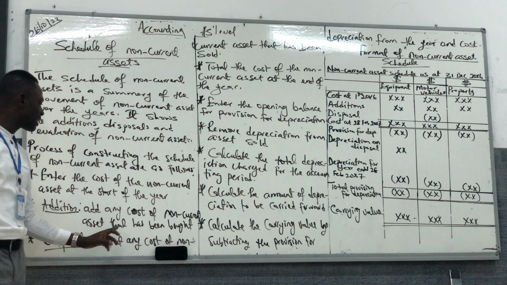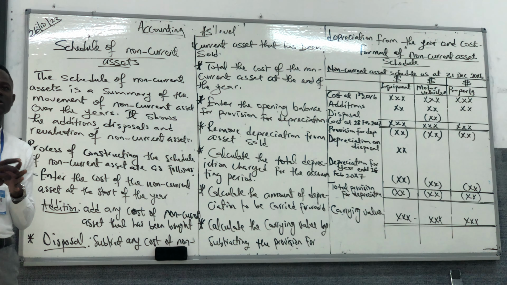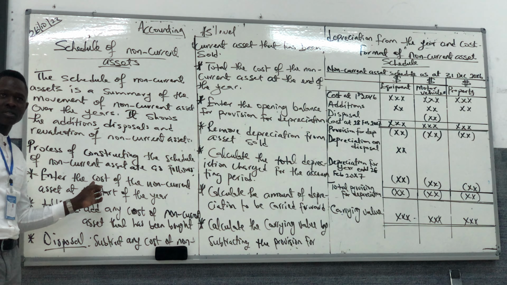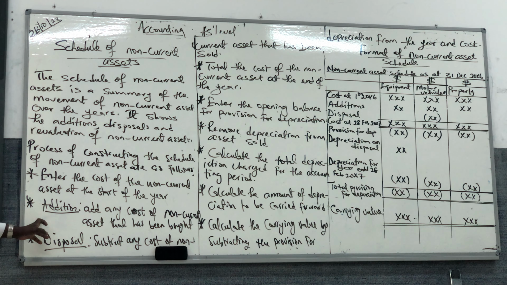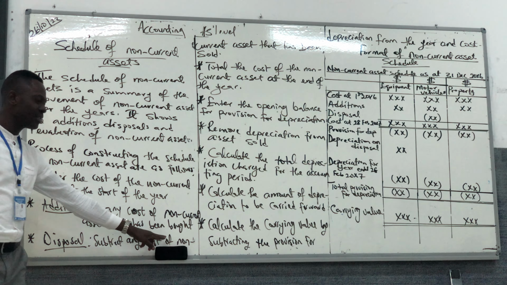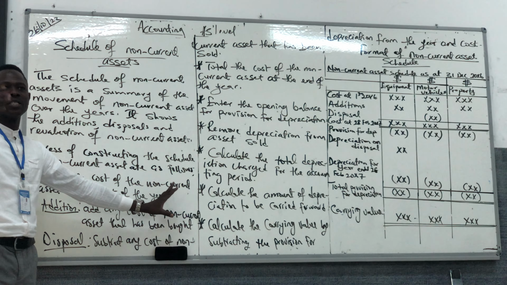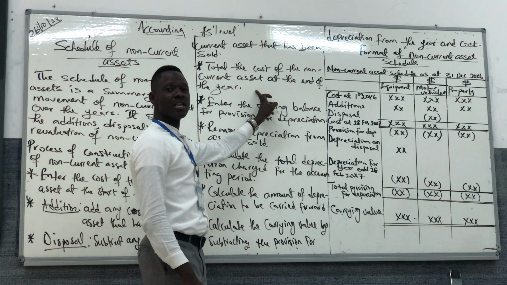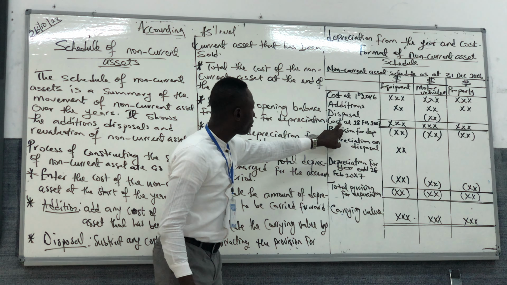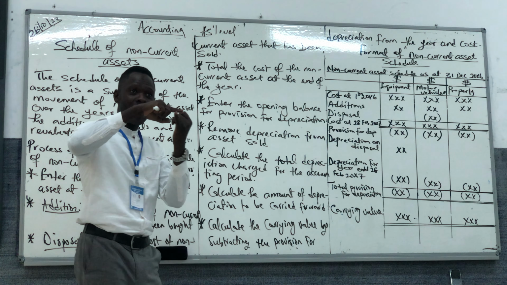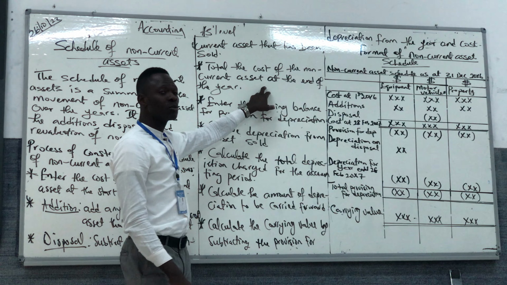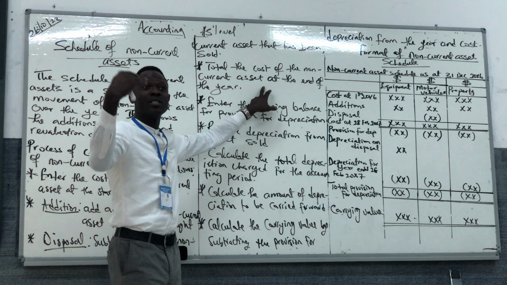Addition: add any cost of non-current asset that has been bought. So if the business or the firm or the company has bought new non-current assets, you have to add them on to the cost. Disposal is when you are selling your non-current assets. What do you have to do? You have to subtract the amount of the non-current assets you are disposing. The fourth one, total the cost of the non-current assets at the end of the year. So at the end of the year, you add the new non-current assets, take away the ones that you disposed, then you total them together. That is the cost of the non-current assets.